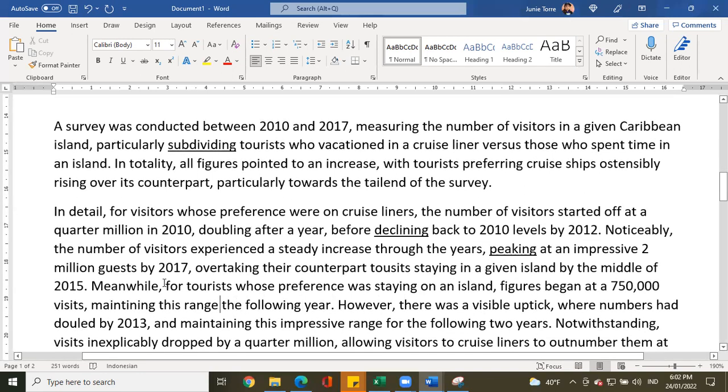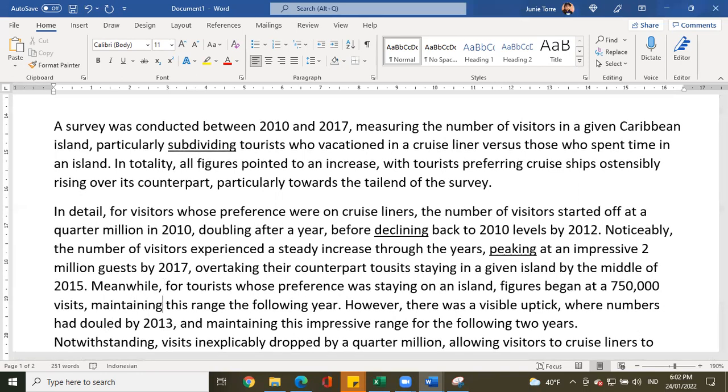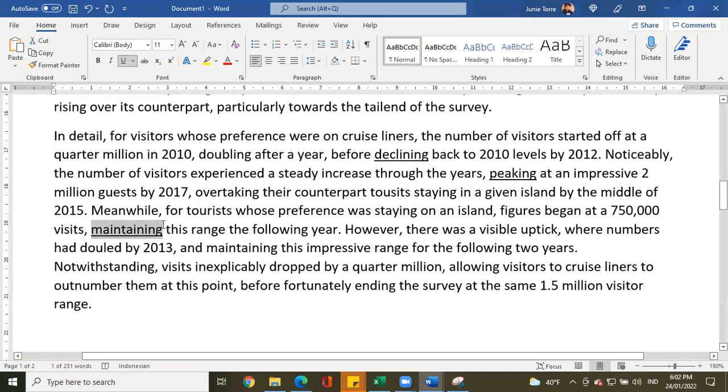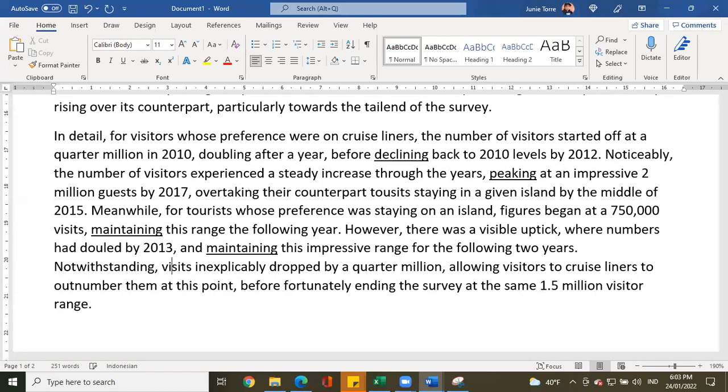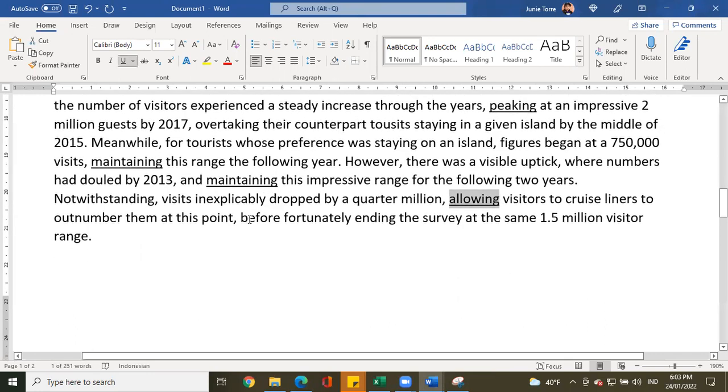So that's why you will notice it comes after a comma. Diba, guys? Pumapalo siya after a comma. Ayun yung comma, ayun yung gerund. Do you understand? You use the gerund strategically, guys. And then, notwithstanding, visits inexplicably dropped by 250,000. Nakita niyo yan, ano? And then nag-gerund na naman. Oh, diba? Beautiful. And then there's another gerund.